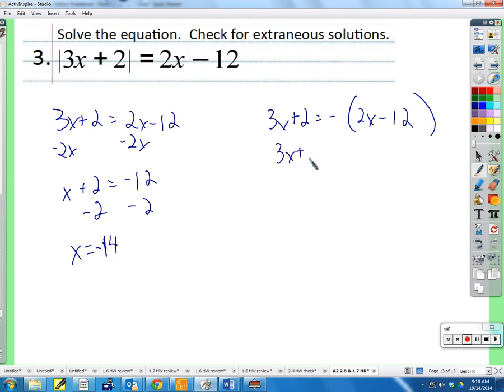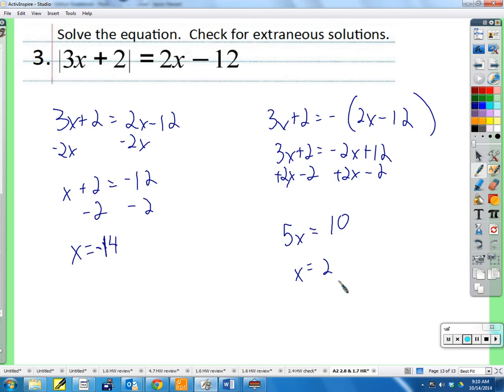Distribute the negative first. Negative 2x plus 12. Subtract 2. Add 2x. 5x equals 10. X equals 2. Try it, right? Plug them in and see if it works. What do we find out when we try it?